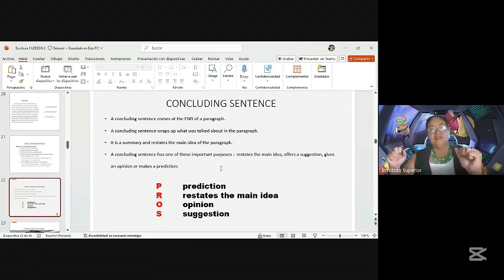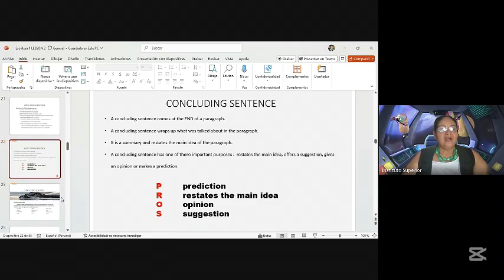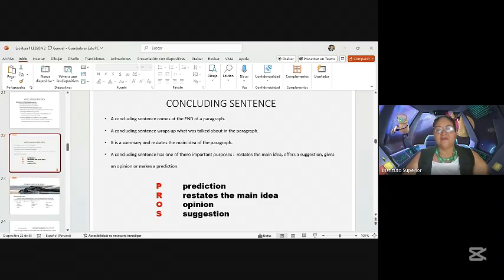And you may conclude by doing something. I use another acronym: PROS. Prediction, restating the main idea, giving an opinion, or giving a suggestion. Restate the main idea, R; offer a suggestion, S; give an opinion, O; make a prediction, P. Remember, PROS. Now we are going to watch a video about the supporting and the concluding sentences.